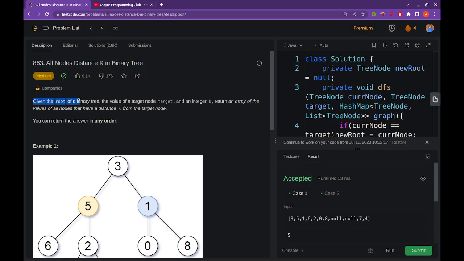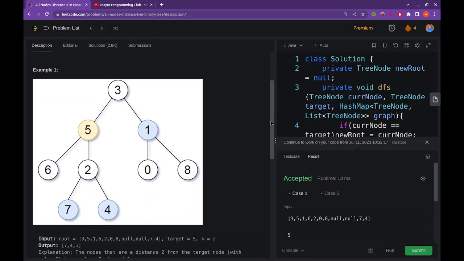Given the root of a binary tree, the value of the target node, and an integer k, return an array of the values of all the nodes having distance k from the target node. You can return the answer in any order. So the order of the answer doesn't matter.